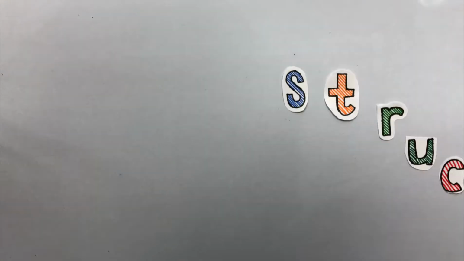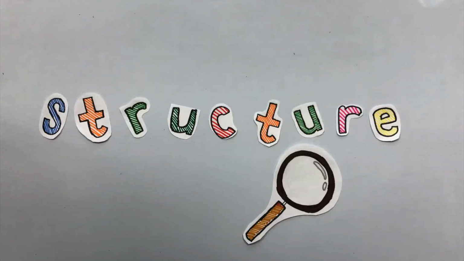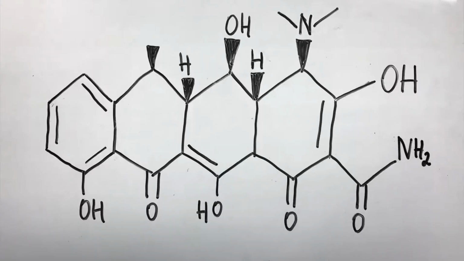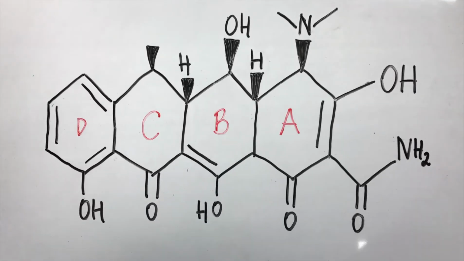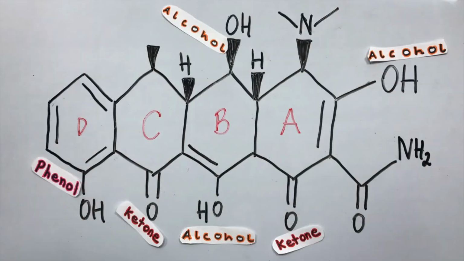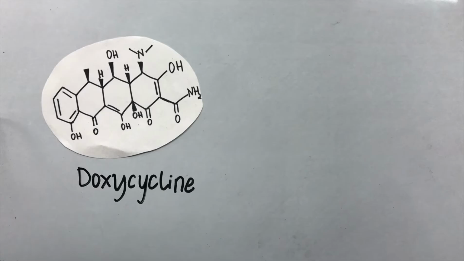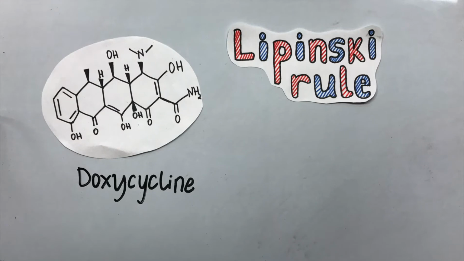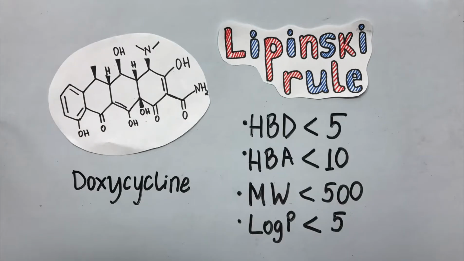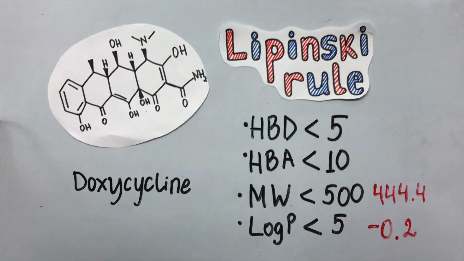Now that we know how the molecule came about, we need to determine what makes it active. Let's start by looking at the structure in more depth. Doxycycline is made up of a DCBA tetracene ring system, and it contains important functional groups such as an alcohol, a phenol ring, a ketone, an amide, and an amine. Before we dive into the chemistry of this molecule, let's explore whether this molecule obeys Lipinski's rule of 5.